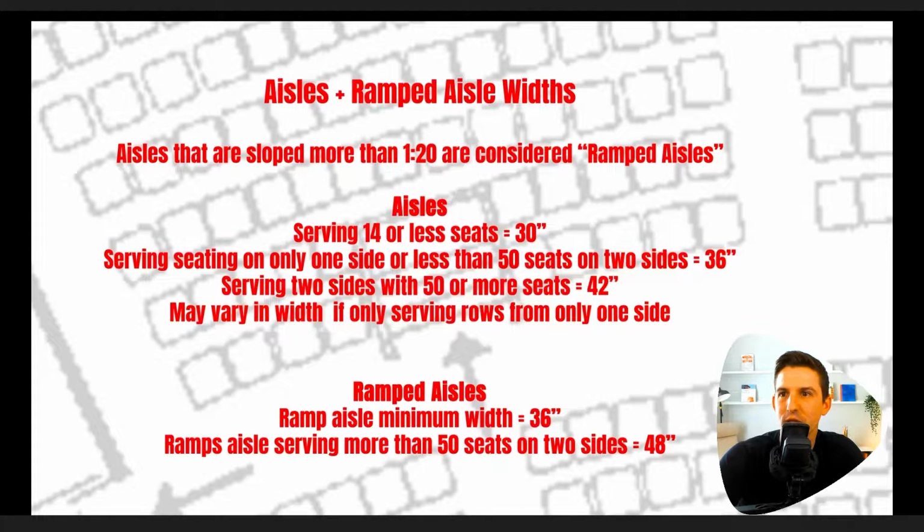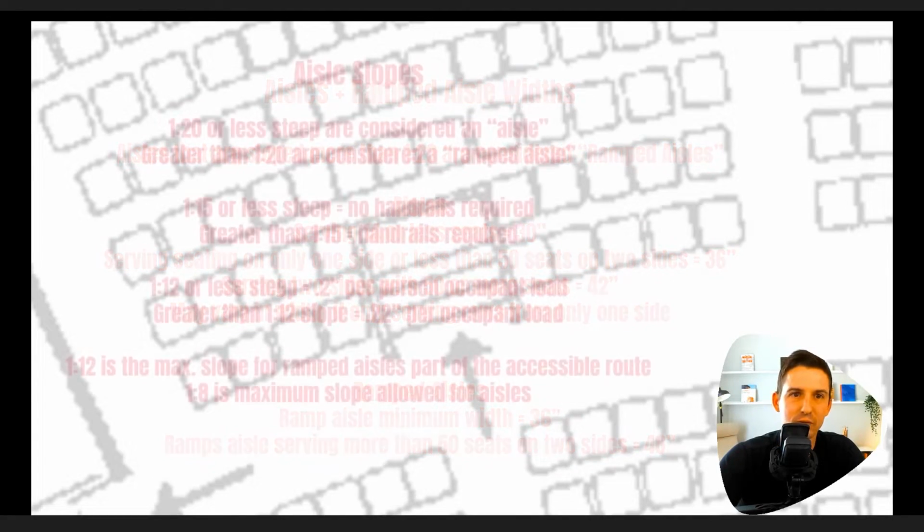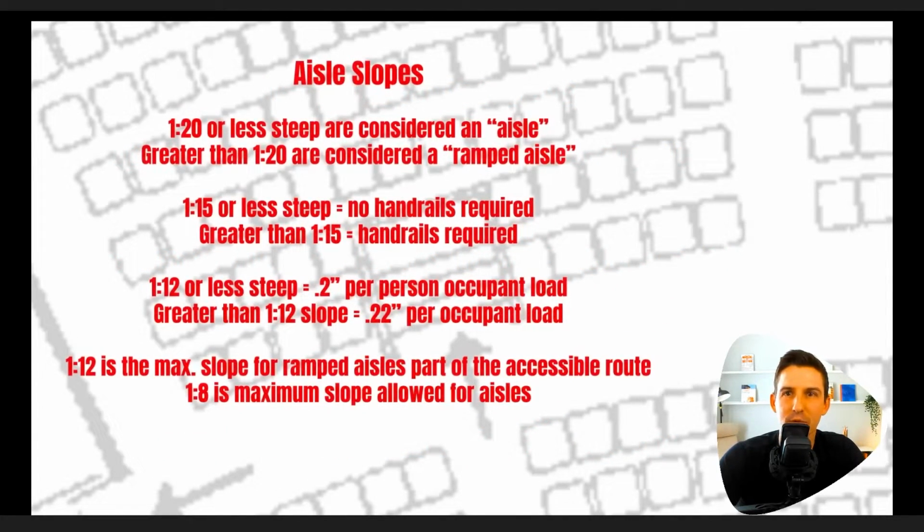Serving seating only on 1 side or less than 50 seats on 2 sides, 36 inches in width. Serving 2 sides, 50 or more seats, 42 inches. Width may vary only if serving rows from 1 side, so it can taper in or out.